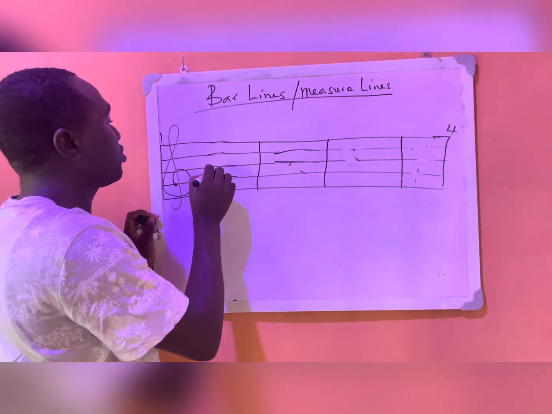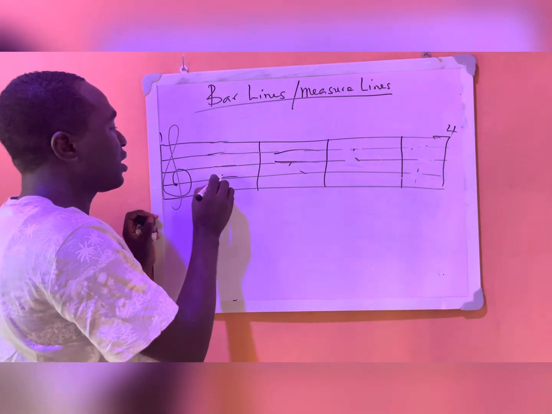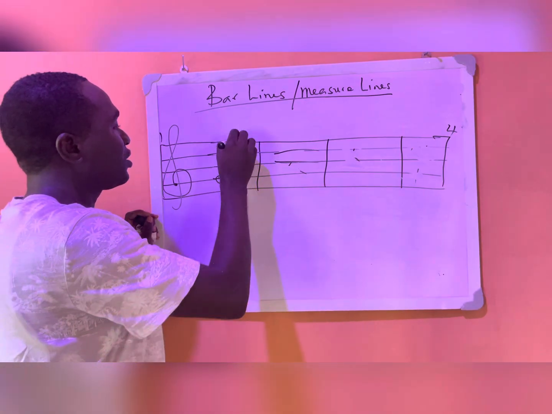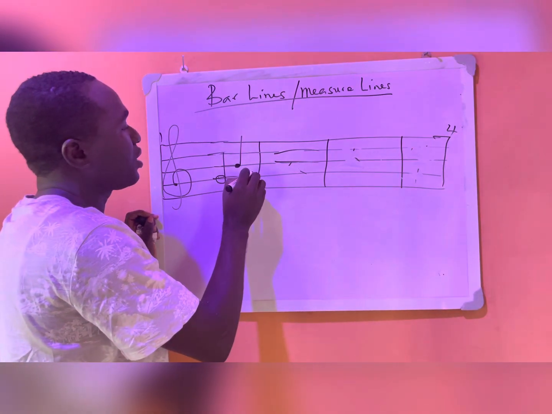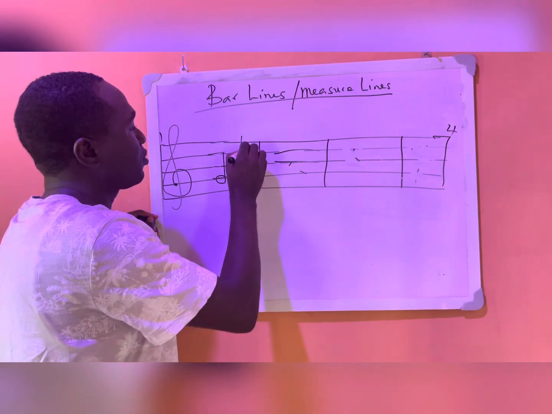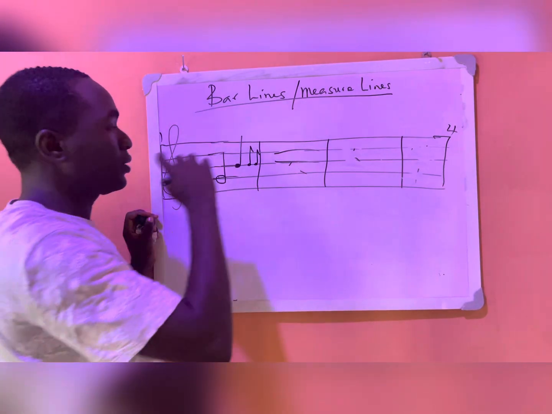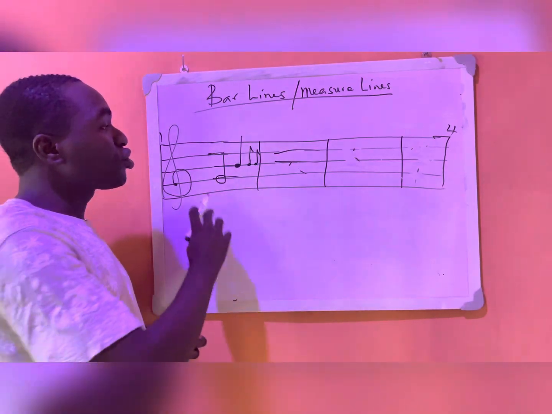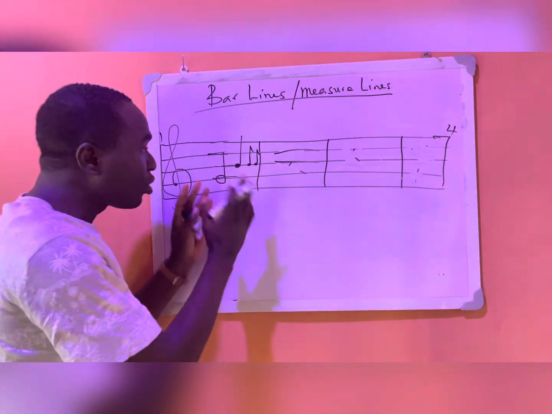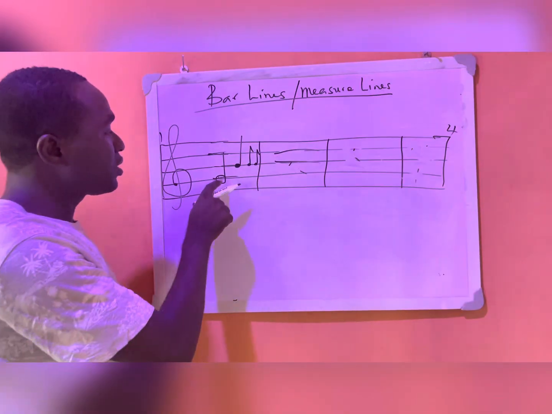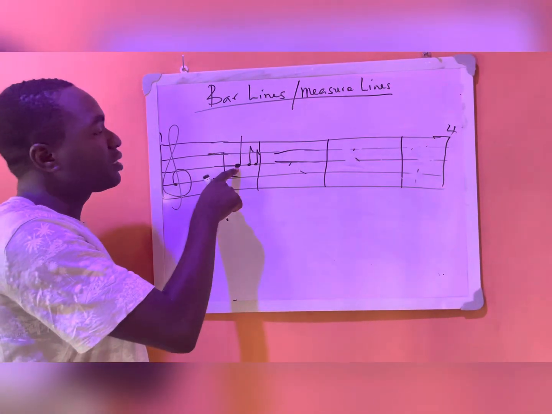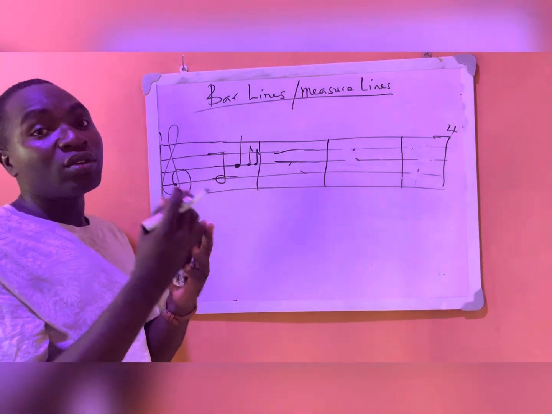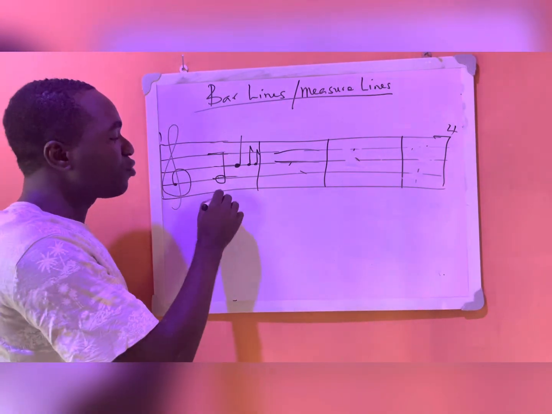in a piece of music, maybe in this bar we have this, and we have this. Now these are different types of notes in the first bar, but if you sum up the value of these notes, this is a minim, 2 beats, this is a crotchet, 1 beat, and these are 2 quavers. If you add them together, they're going to give you 1 beat. So everything here is 4 beats.